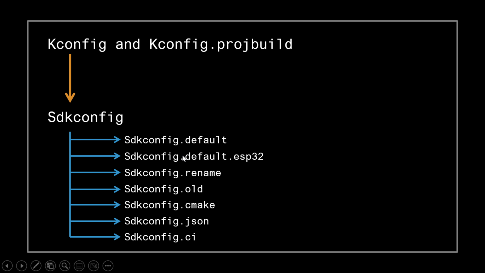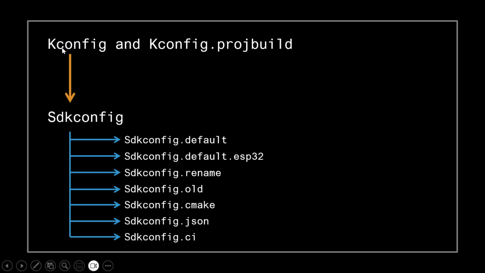Let's get started. So you must have seen these files like Sdkconfig.default, .rename, .old, .cmake, .json, .ci, and you must have noticed Sdkconfig and kconfig.projbuild. So let us start first with kconfig, which is used to generate these Sdkconfig files.